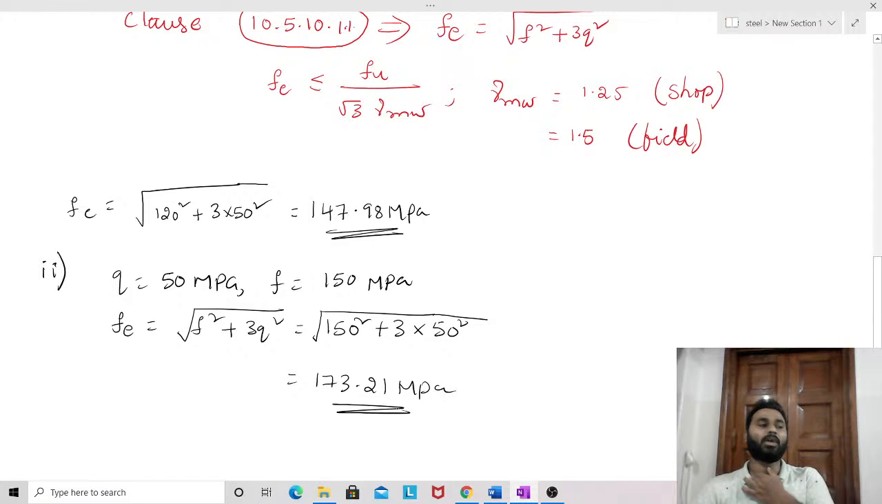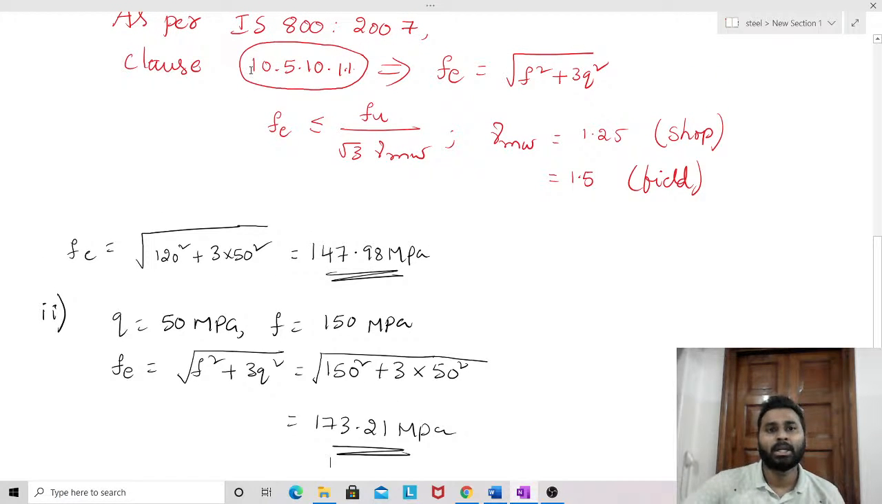As I said, within one line we can answer this question if we are aware of this provision. Once I will repeat that provision. What is that provision? Clause 10.5.10.1.1. In this clause, these provisions were mentioned. Those provisions are already on the screen, so you can copy them and we can solve this question very easily.